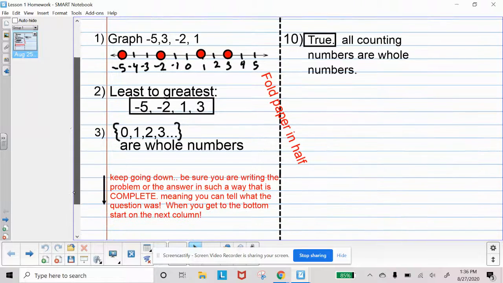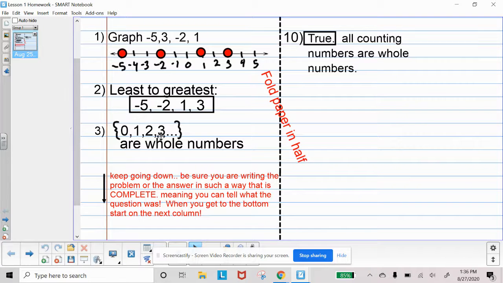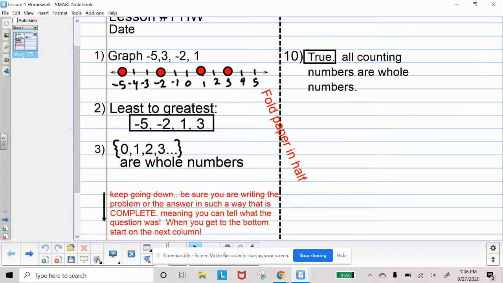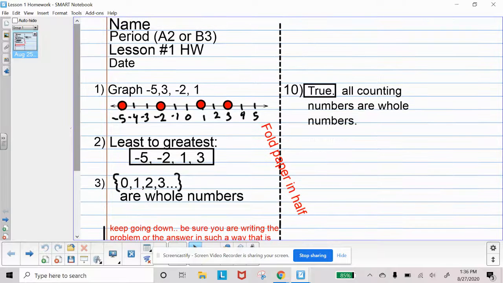For number 3, it asks what this set of numbers was. So I said this set of numbers are whole numbers. So keep going down the row, down the column, sorry. And when you get to the bottom, you'll go back up to the top. Make sure you're boxing your answers and they are complete answers and you have it folded in the center. Okay, I will also have a little video of what my notes look like under lesson 1. And I also have a PDF of what my homework looked like so you can actually check your work.